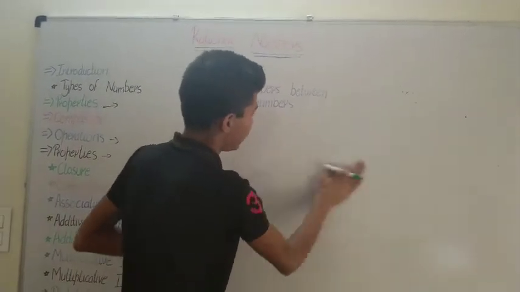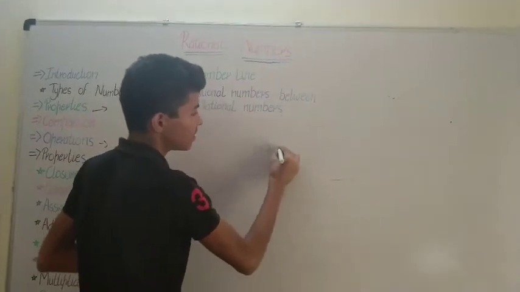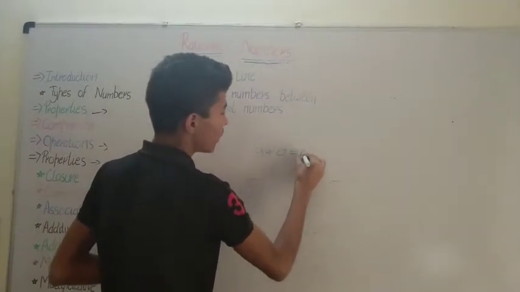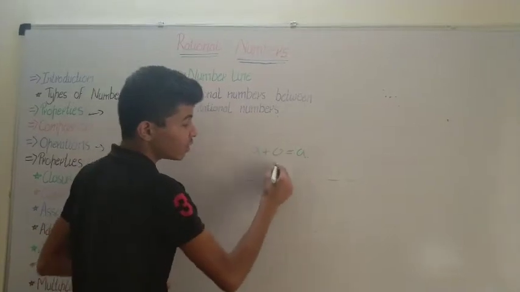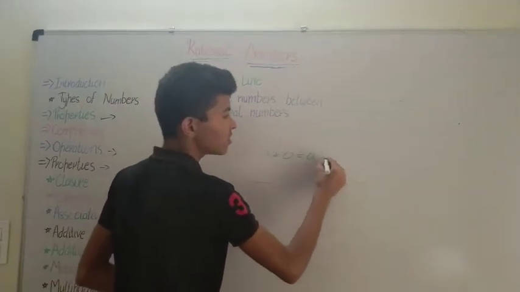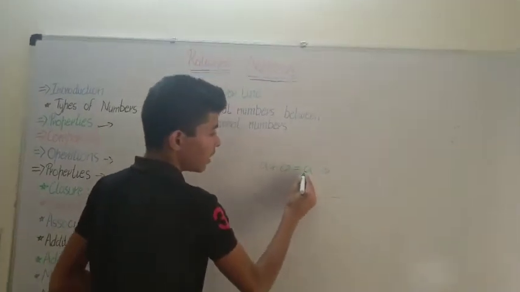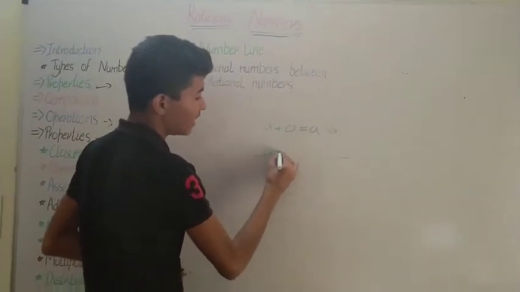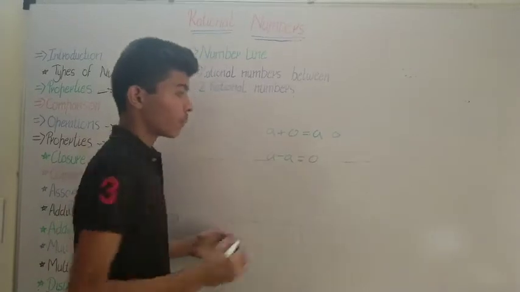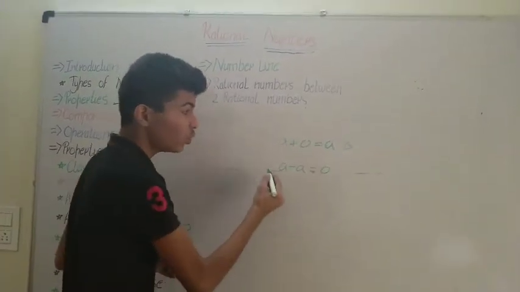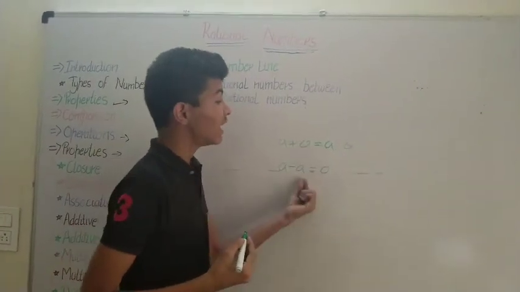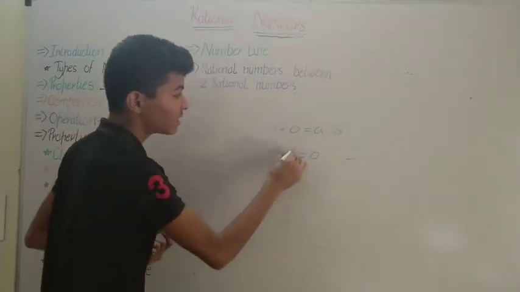So let me take a plus 0 equals a. Now if I take the 0 there, it becomes minus 0, that means simply a, and bring it here, that is plus, here it will become minus. So a minus a equals 0. So what should you add to the number to get 0? We simply need a minus symbol.